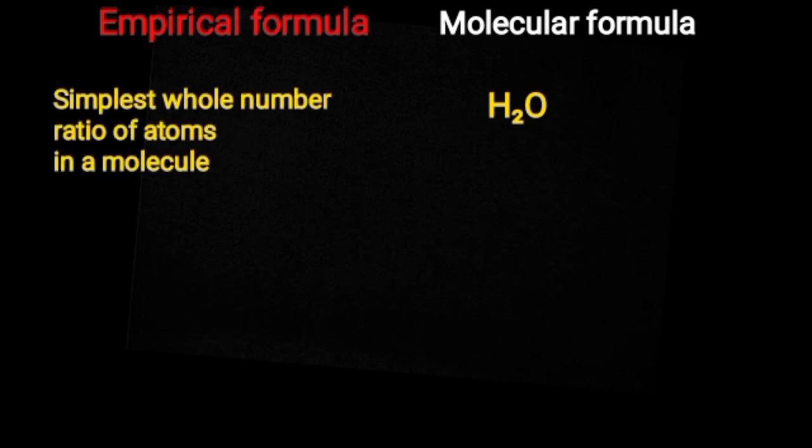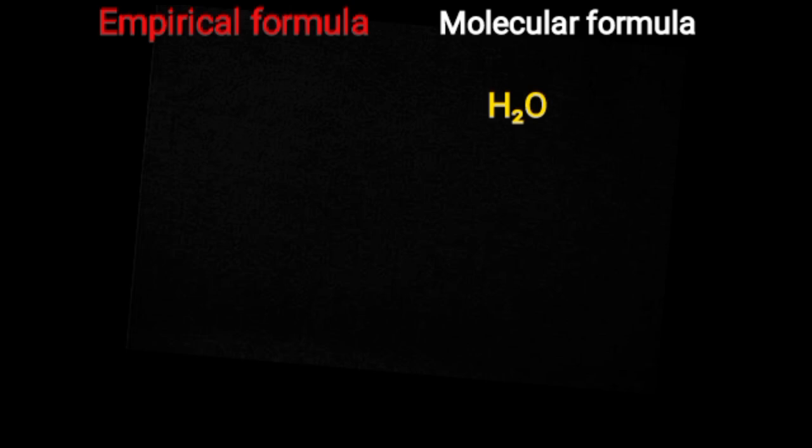So what if we are given a molecular formula of H2O and we are asked to find the empirical formula? So of course you know that the empirical formula is the simplest formula we can get. That is the simplest whole number ratio. But when you look at H2O, you know you can't divide any of the subscripts further. So that is the simplest whole number ratio you can actually get. So that means the molecular formula will be the same as the empirical formula because it cannot be divided further.